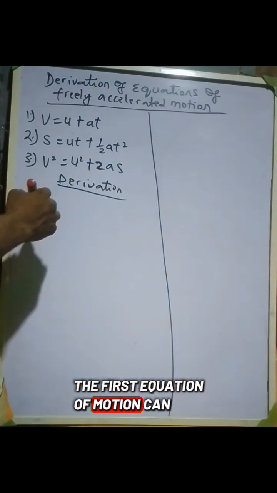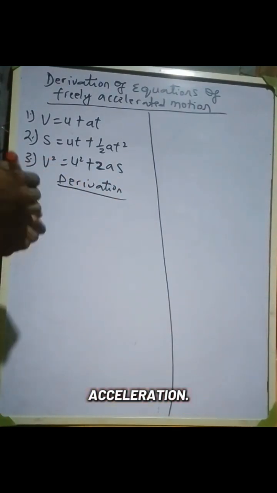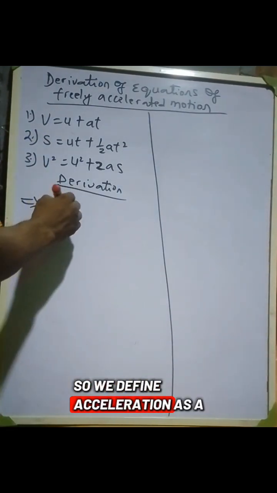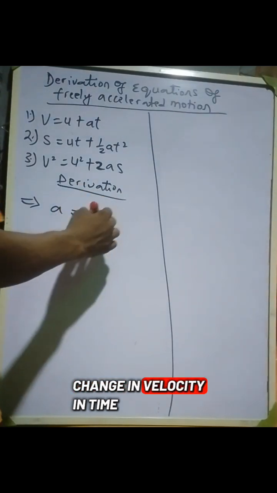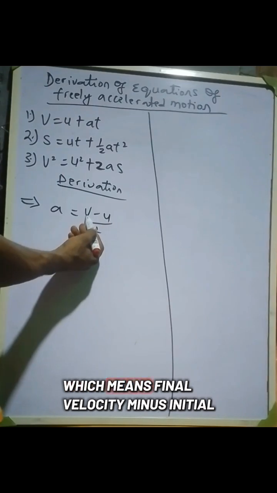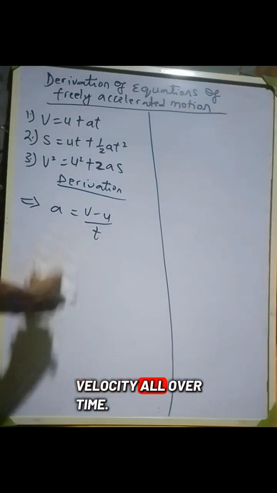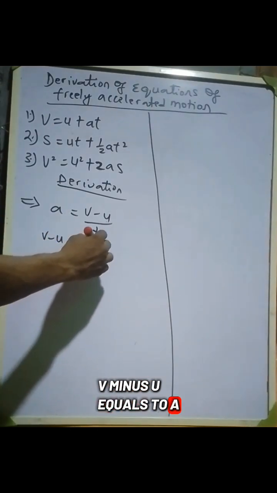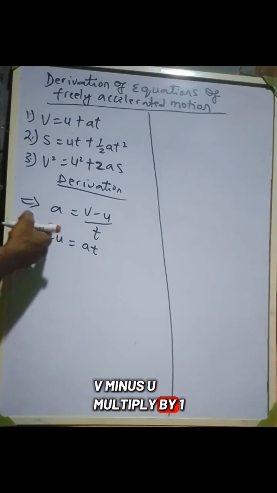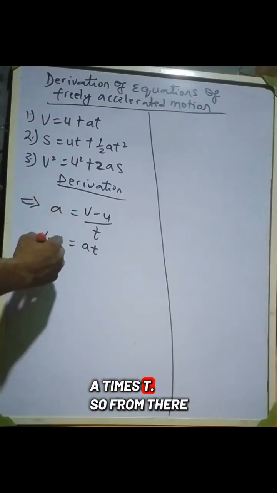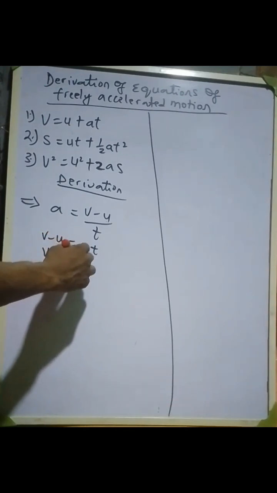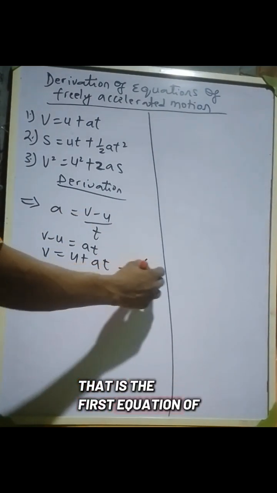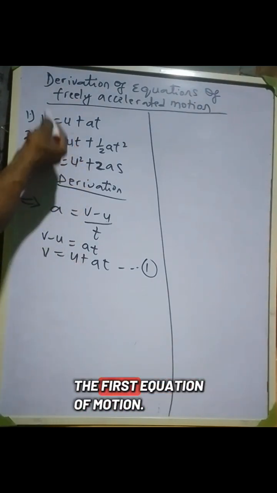The first equation of motion can be derived from the definition of acceleration. Acceleration is the change in velocity with time. Change in velocity means final velocity minus initial velocity, all over time. So from here, if we cross multiply, we have v minus u equals a times t. So v equals u plus at, because u crosses to this side. That is the first equation of motion, so we are able to prove it.